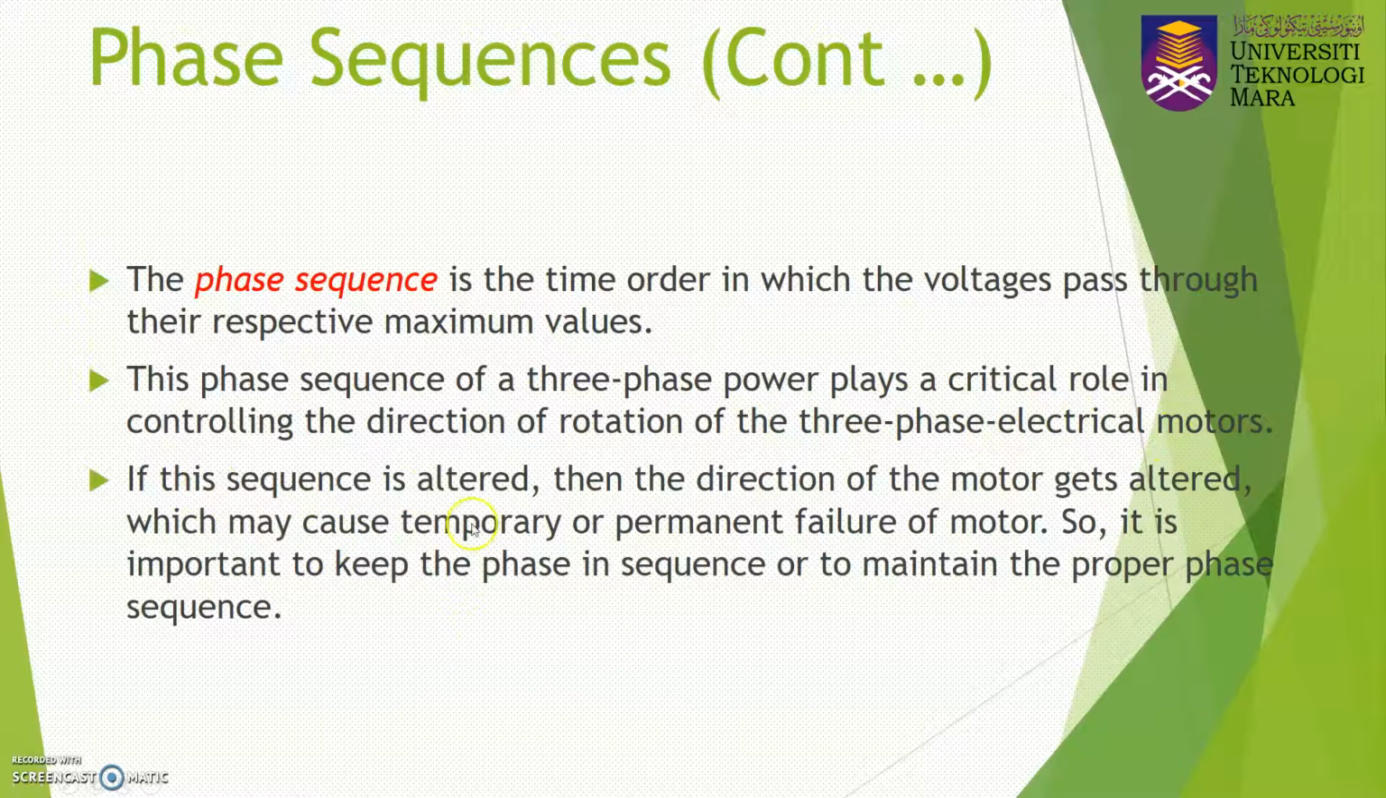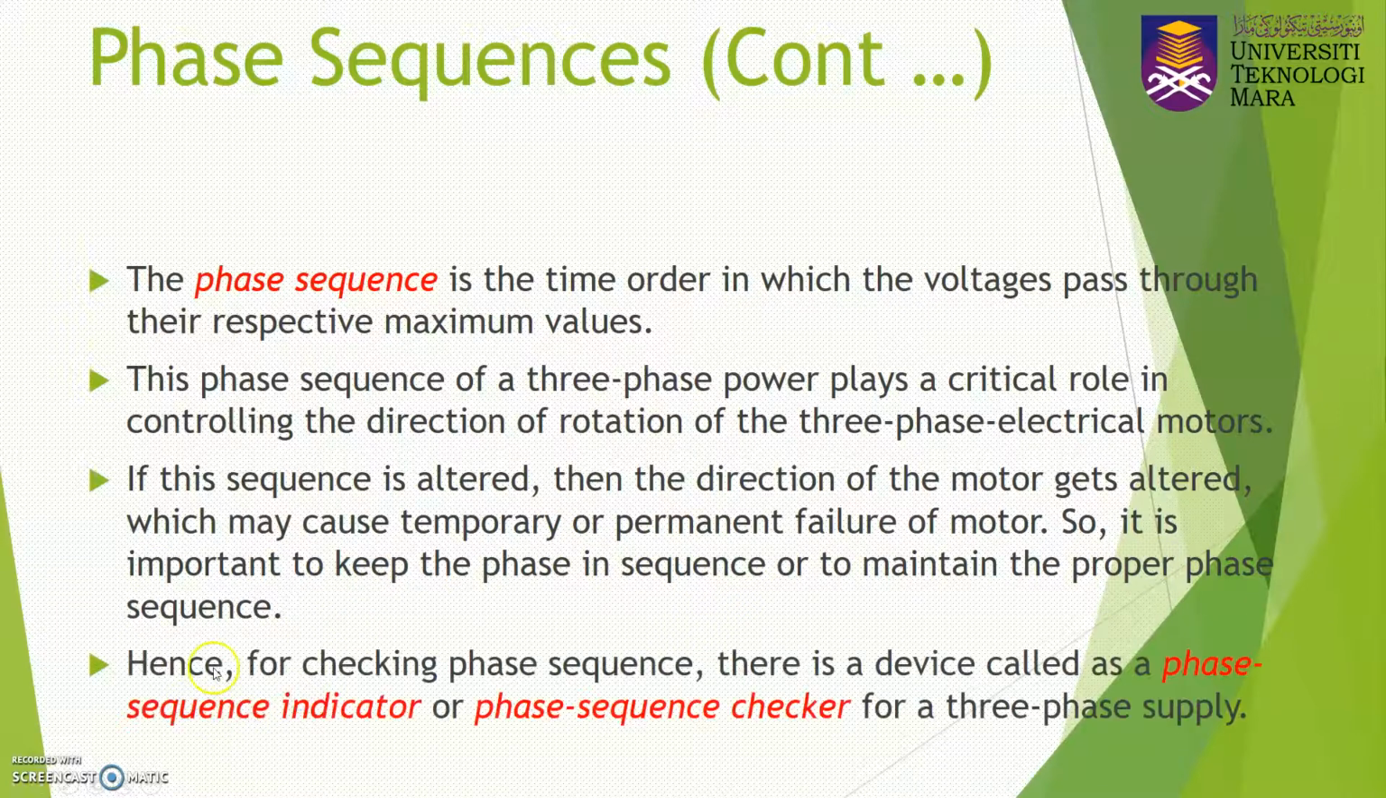If this sequence is altered, then the direction of the motor will be altered as well and may cause temporary or permanent failure of the motor. So that's why we need to make sure the phase sequence does not change abruptly. It is important to maintain the proper phase sequence. Hence, for checking the phase sequence, there is a special device that we call a phase sequence indicator or phase sequence checker for a three-phase supply. This is very important. We need to check whether the phase sequence follows the correct order and does not change abruptly, because once the phase sequence is altered, it may cause temporary or permanent failure to the motor itself.